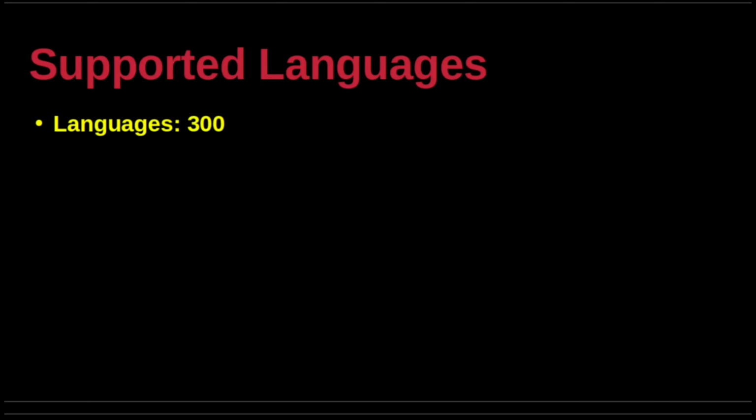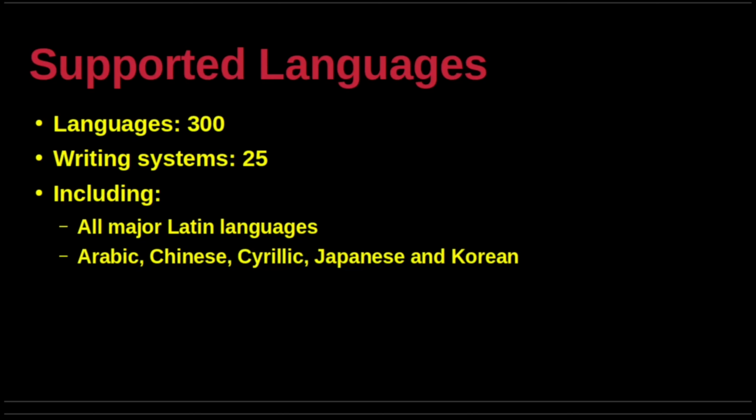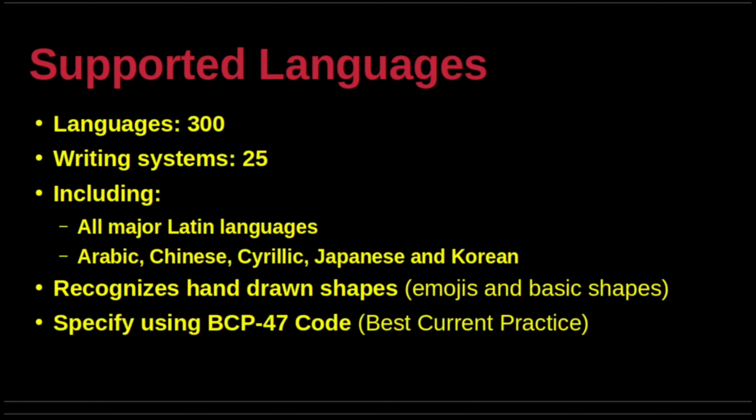MLKit recognizes and supports 300 plus languages and 25 plus writing systems, including all major Latin languages as well as Chinese, Japanese, Korean, Arabic, and Cyrillic. See the complete list of supported languages. It recognizes emoji symbols and basic hand-drawn shapes of various kinds. It keeps on-device storage low by dynamically downloading language packs as needed.